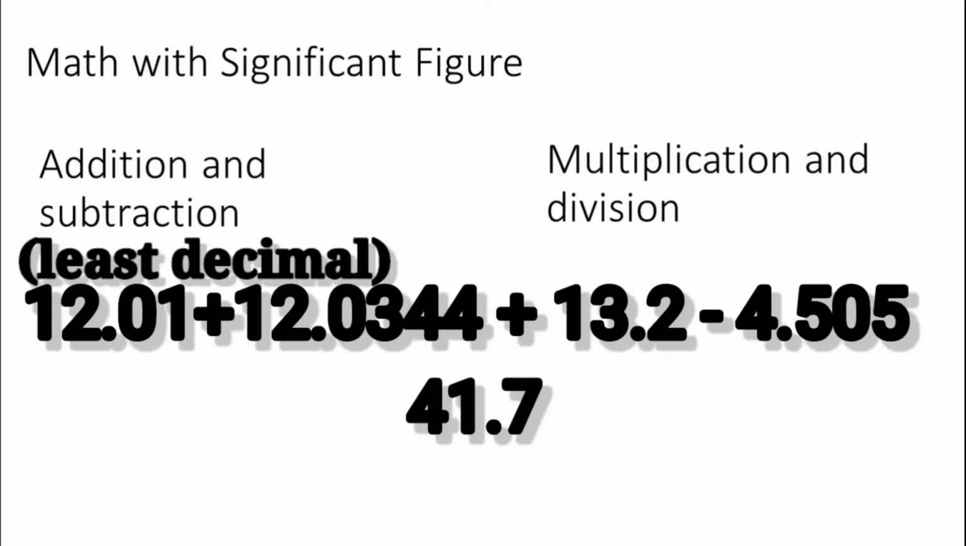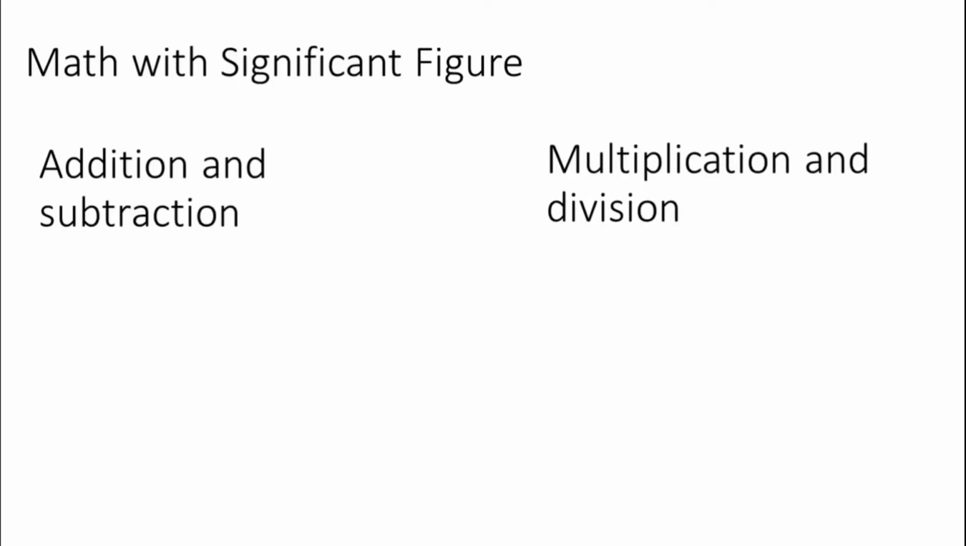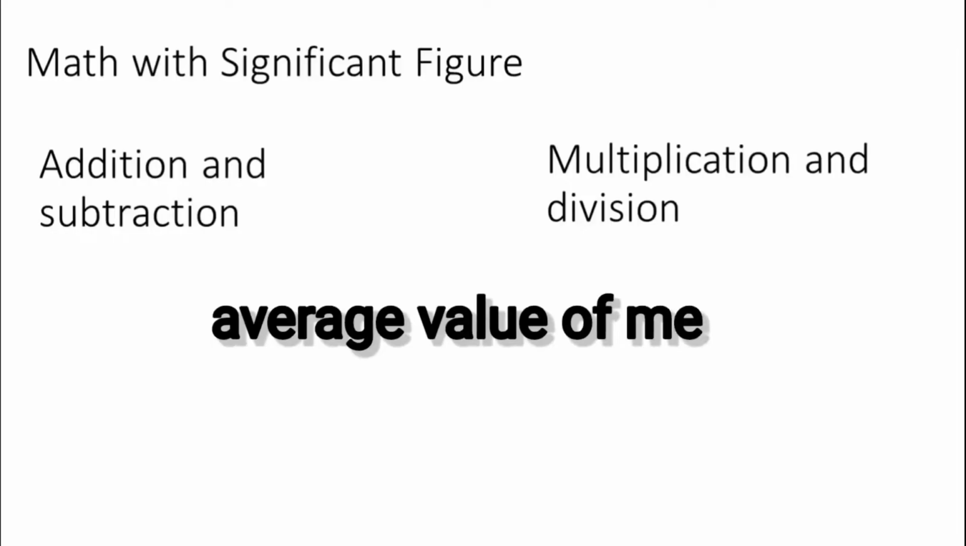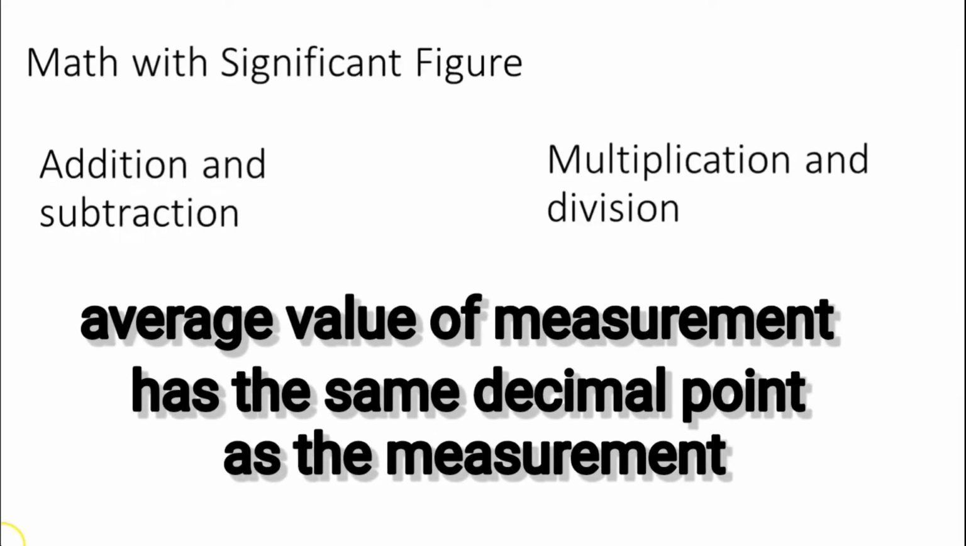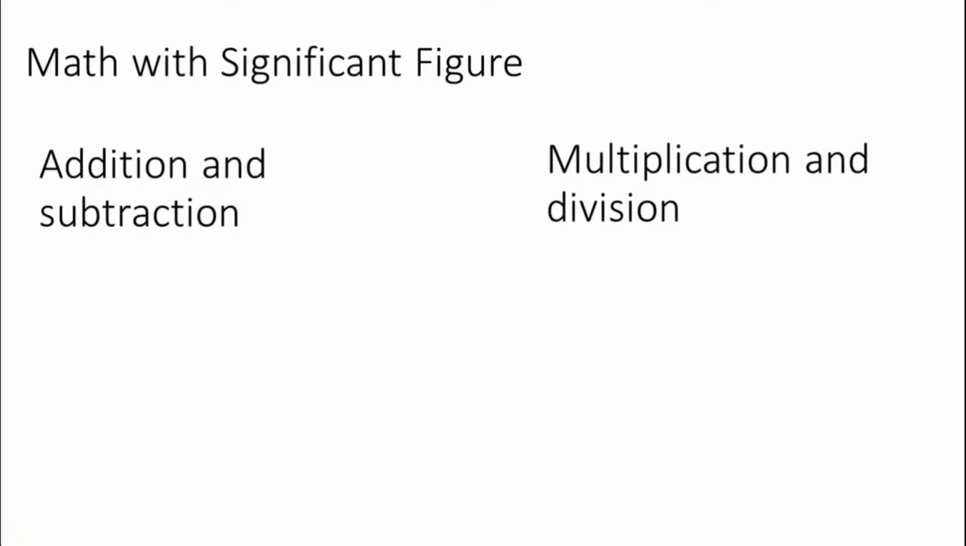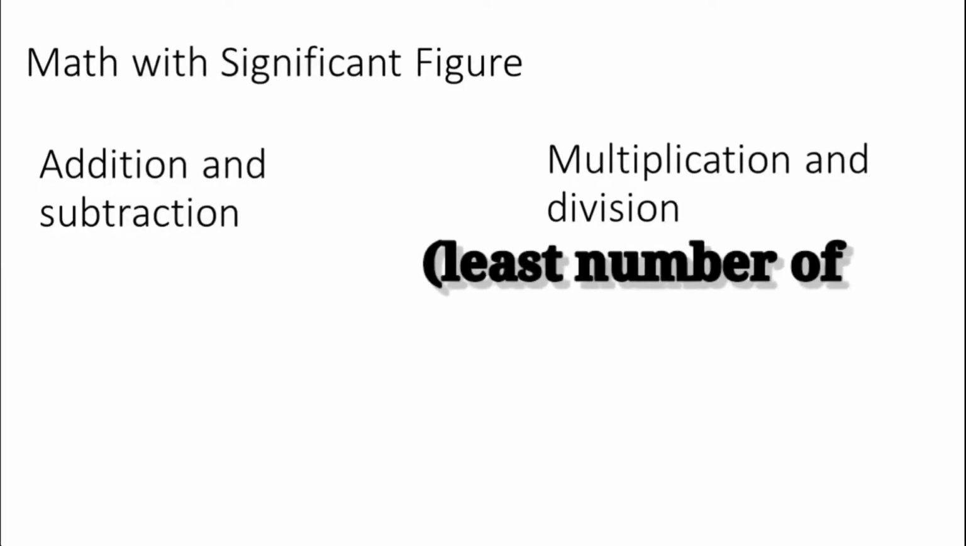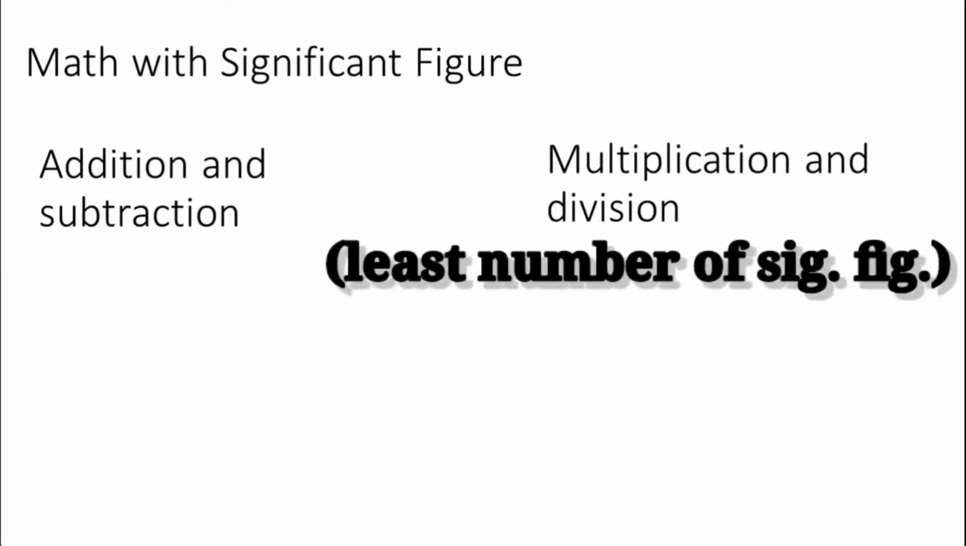We are going to apply these rules when we are calculating the average value of the measurement. The average value of the measurement will have the same decimal places as the measurement. In the case of multiplication and division, you need to concern yourself with the least number of significant figure in the terms in the calculation.